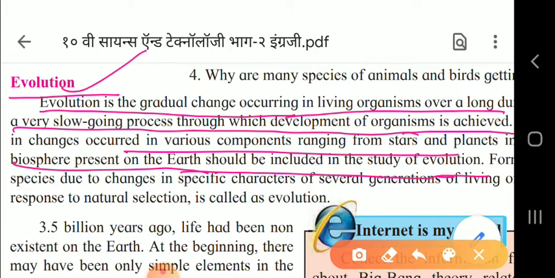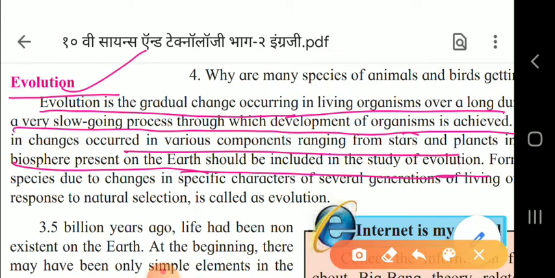Now, the formation of new species: we can see that it is due to changes in the specific characters of the several generations of living organisms, and this is due to natural selection only. It is but natural that whoever is strong can survive in nature, and whoever is weak cannot survive. In the same way evolution also occurs. It is natural selection. Nature selects those who can survive, and those who cannot survive perish.